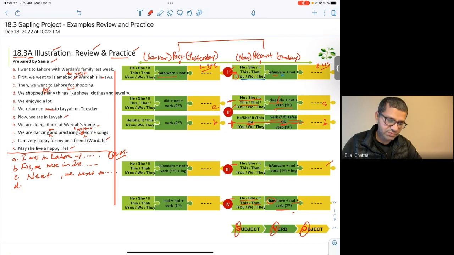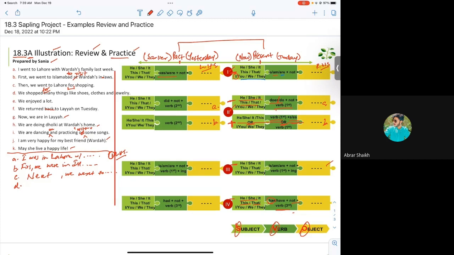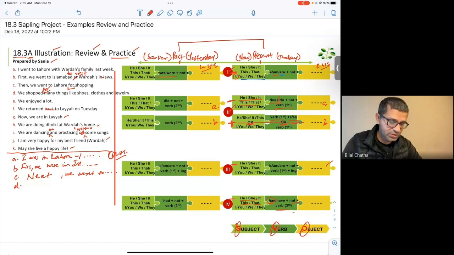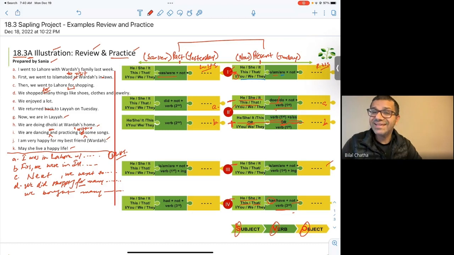Okay. Any replacement here? Abrar: We did shopping of many things like shoes, clothes, and jewelry. Okay, very good. We did shopping for many things. Okay, so for, so preposition. So shopping के साथ usually आप वो लगाएंगे. But if you say, आपको मैंने एक alternative example दी थी, we bought many things, वहाँ पे आप for नहीं लगाएंगे.